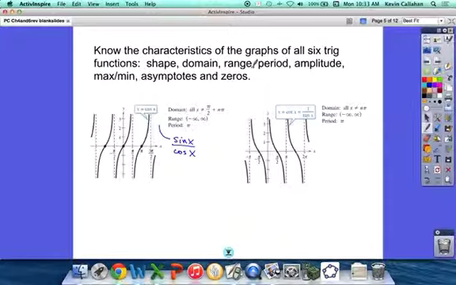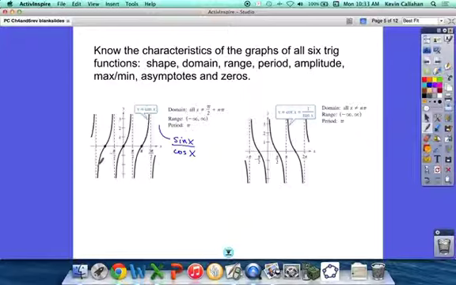Actually, let me start over. So the domain is all real numbers except pi over 2 plus n pi, where n can be any integer value. The range is all real numbers. Right? This goes infinitely down, it goes infinitely up.